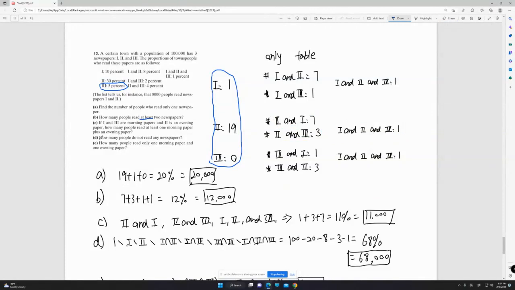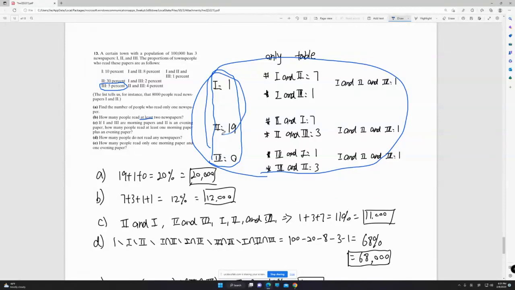And for part D, how many people do not read any newspaper? So we first find the sum of all those and then calculate its complement. So that would be 100 subtract 20, and then the sum of 7 and 1, and 3, and 1. Then we got 68,000.